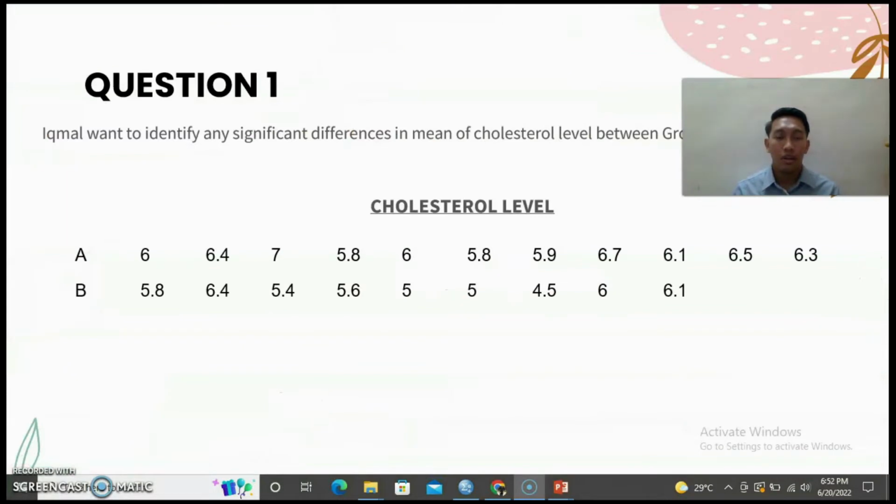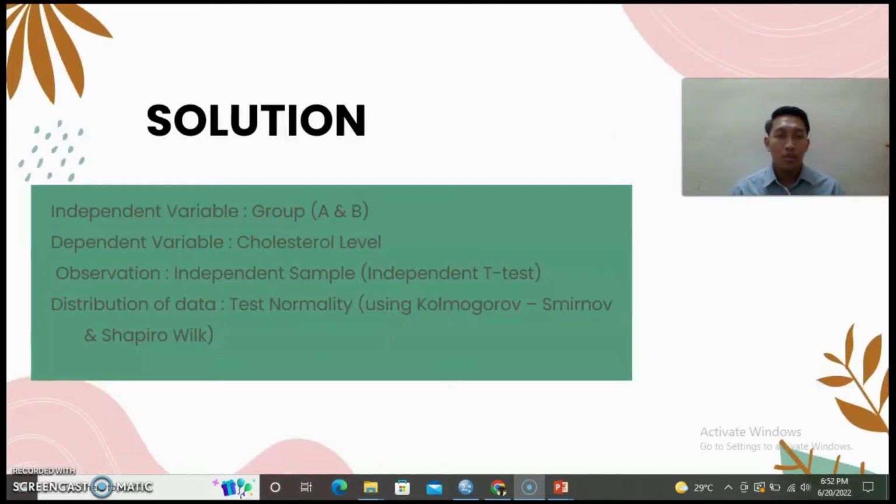As you can see on the slide, this is question one. Ikmal wants to identify any significant difference in mean of cholesterol level between group A and group B. This is the data for group A and group B. For the solution to question one, the independent variable is group A and group B. The dependent variable is cholesterol level. For the statistical analysis, we use the independent t-test.